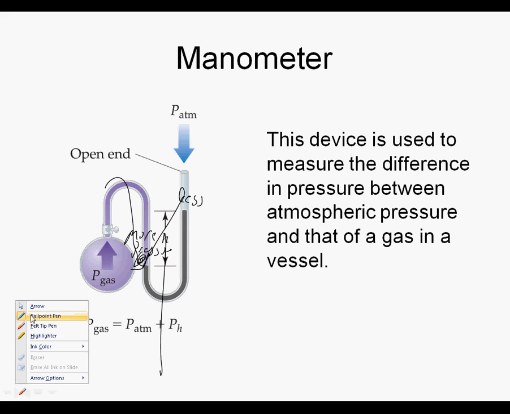And so how much more? The difference in height is indicated by the amount of pressure difference. So you'd have to measure this height here, usually in millimeters or centimeters, and if the liquid is mercury, then the pressure difference between the atmosphere and the enclosed gas would be measured in units of millimeters of mercury or torrs.